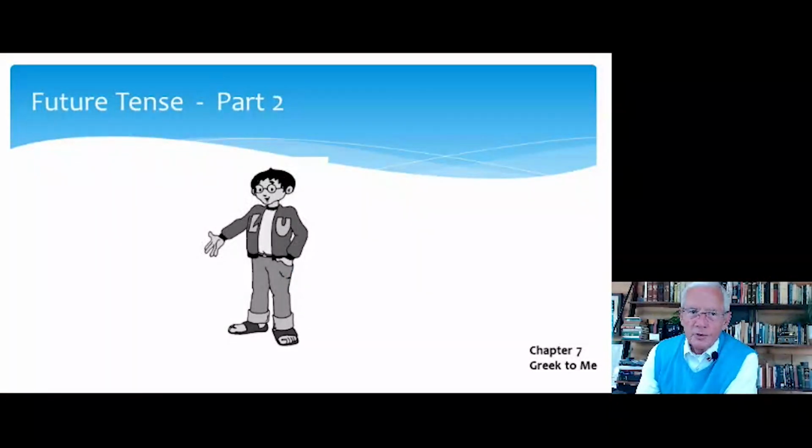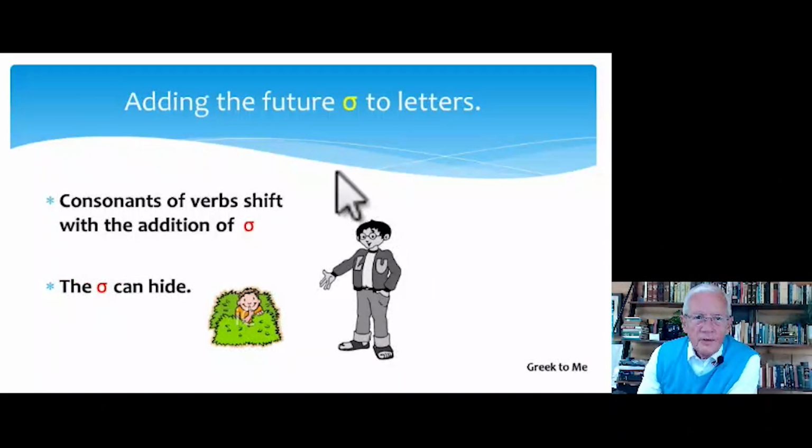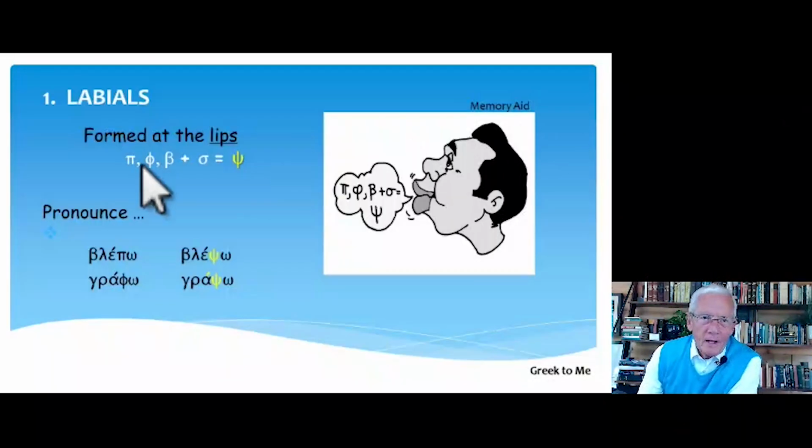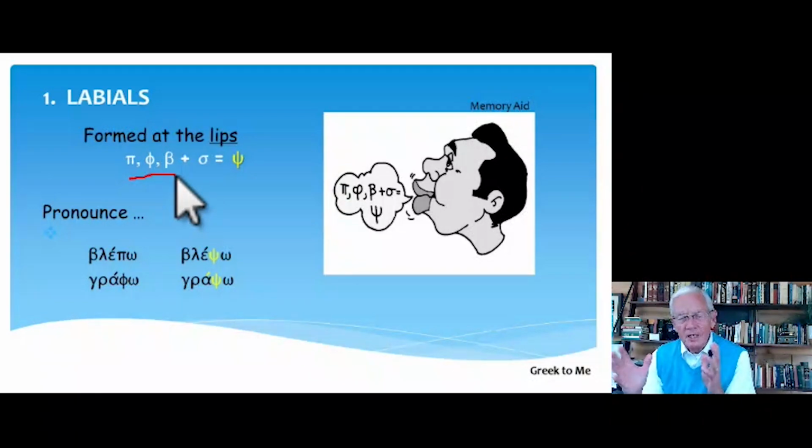Future tense, Part 2. With the addition of the sigma suffix to consonants, there can be a shift of letters with the addition of the sigma. The sigma can hide. Let me show you what I mean. Now, take a look at the letters here and sound these out to yourself. These are letters that you say with your lips. They're called labials. Pi, phi, and beta.